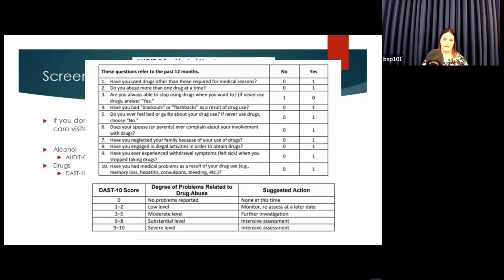For drugs, it's called the DAST-10. This was developed in Michigan, and there's a number of questions that earn you points, and based on the number of points you get, you are at more or less risk of a substance use disorder.